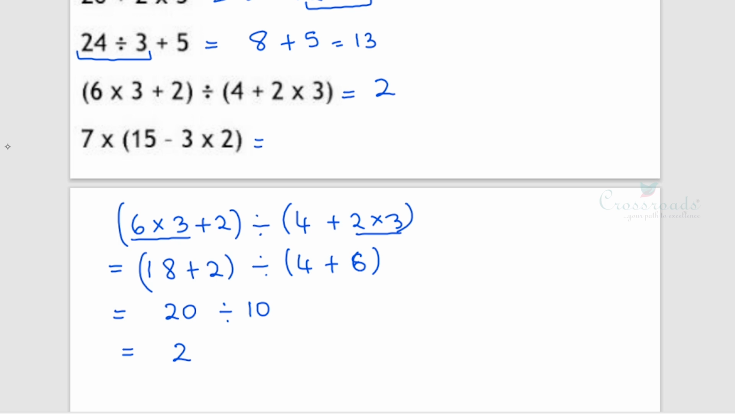Next, going down, 7 into 15 minus 3 into 2. So we retain 7 as it is. We try to solve what is given within the bracket. 15 minus 3 into 2 is nothing but 6. So 7 into, we solve 15 minus 6 first. So 15 minus 6 is nothing but 9. 7 into 9, the answer is 63.